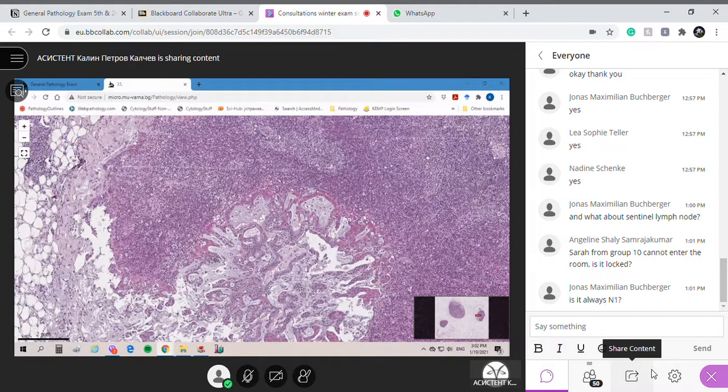So the sentinel lymph nodes are usually N1. They are N1 because they are very close. They are actually the nearest lymph nodes to the tumor. A sentinel, you know, is a guardian. They're called sentinel because they are the nearest of the lymph nodes.